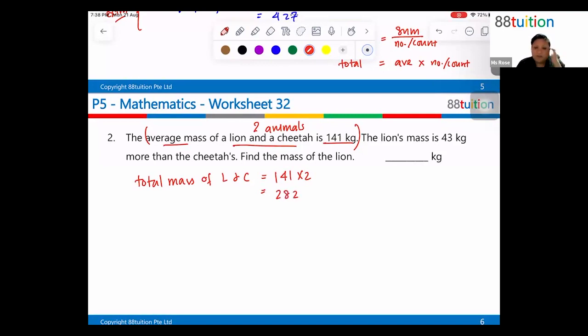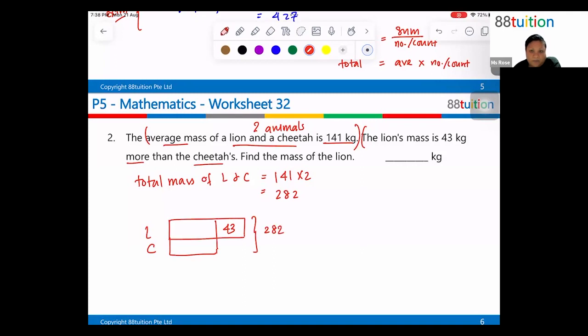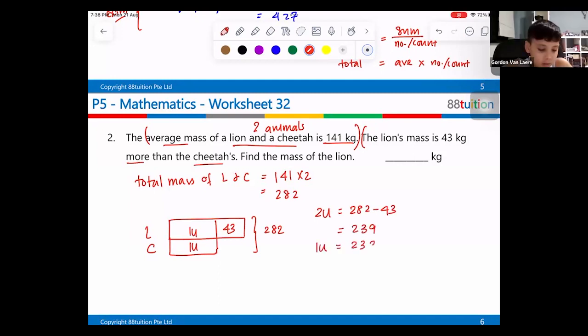Now, I already found the total. Now they tell me that the lion's mass is more than the cheetah's mass. How much more? 43 kg more than the cheetah's mass, and their total is 282. So 2 units is 282 minus 43, that's right, to give me 239. So to find 1 unit will be 239 divided by 2.